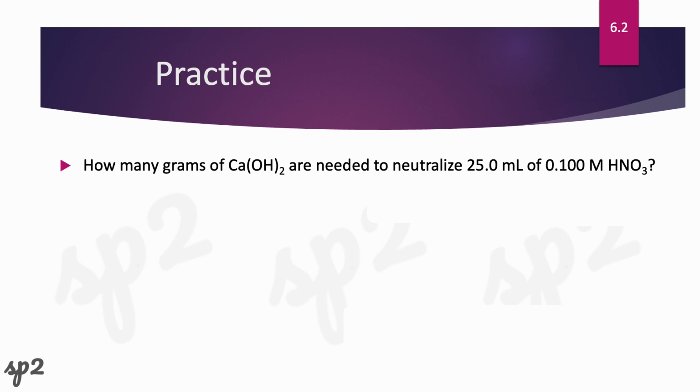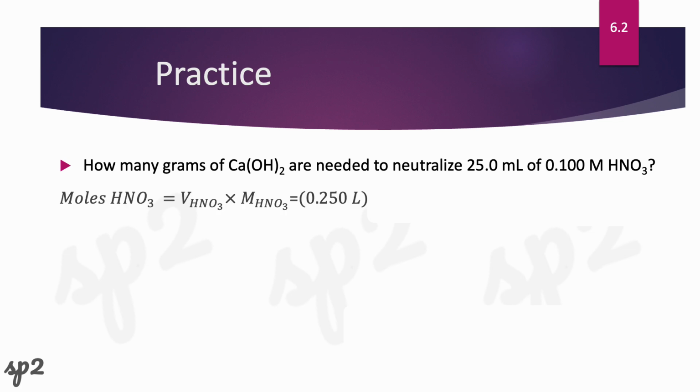So here's our practice. The question says: how many grams of calcium hydroxide are needed to neutralize 25 milliliters of 0.1 mole per liter of nitric acid? So there are two different compounds here. One of them is calcium hydroxide. The other one is nitric acid. For your nitric acid, you have both pieces, and those are the volume and the molarity. So I can use these two.